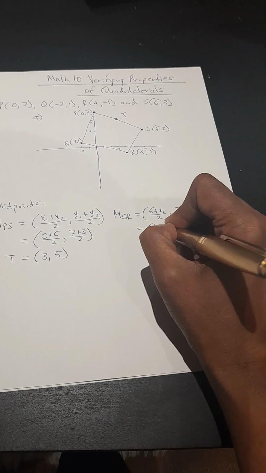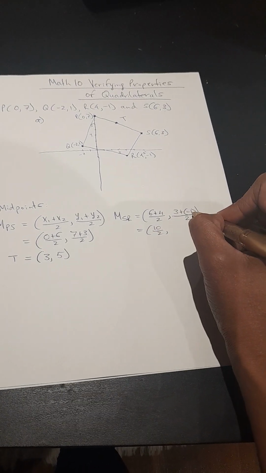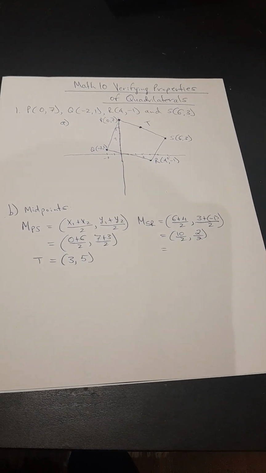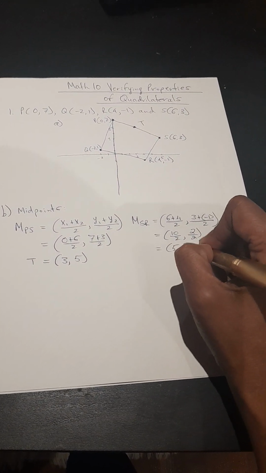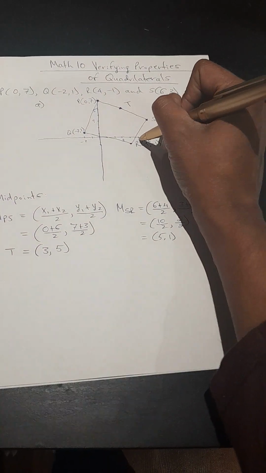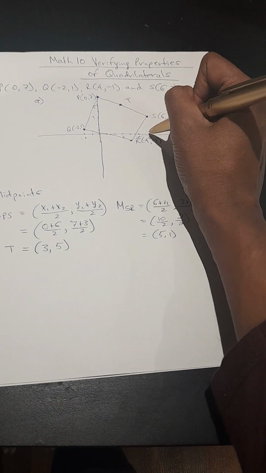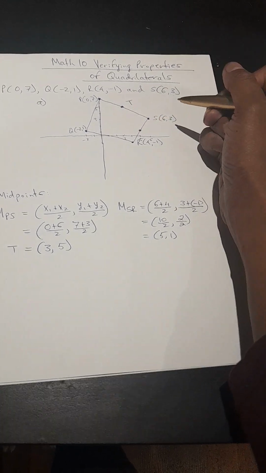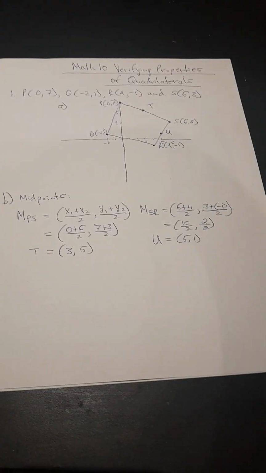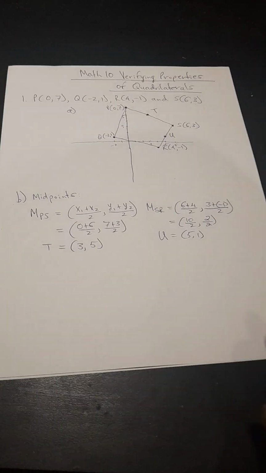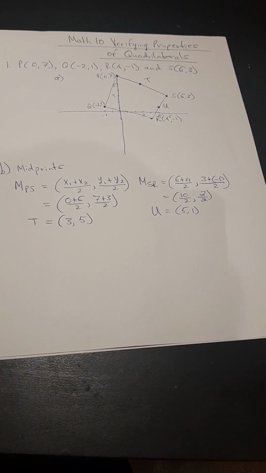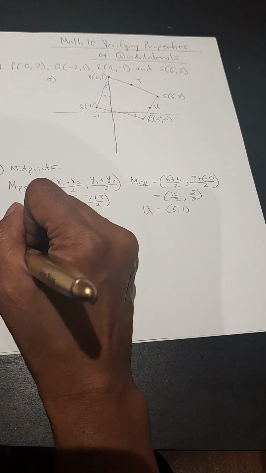So this is going to be 10 over 2. This is 3 minus 1, so 2 divided by 2. And I see my coordinate here is going to be (5, 1). Let's also graph that out here. So (5, 1), which is about here. I'm going to name this U. Make sure you're using different letters. If the textbook does give you specific letters for the new quadrilateral, those are the letters I want to use.